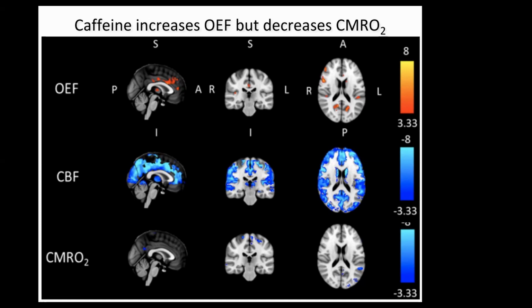I should say caffeine's effects are kind of not controversial. There are varying results with caffeine about its effect on CMRO2, but I think the effect on oxygen extraction fraction is fairly robust. If blood flow goes down, we expect OEF to go up if the brain is still using a similar amount of oxygen.